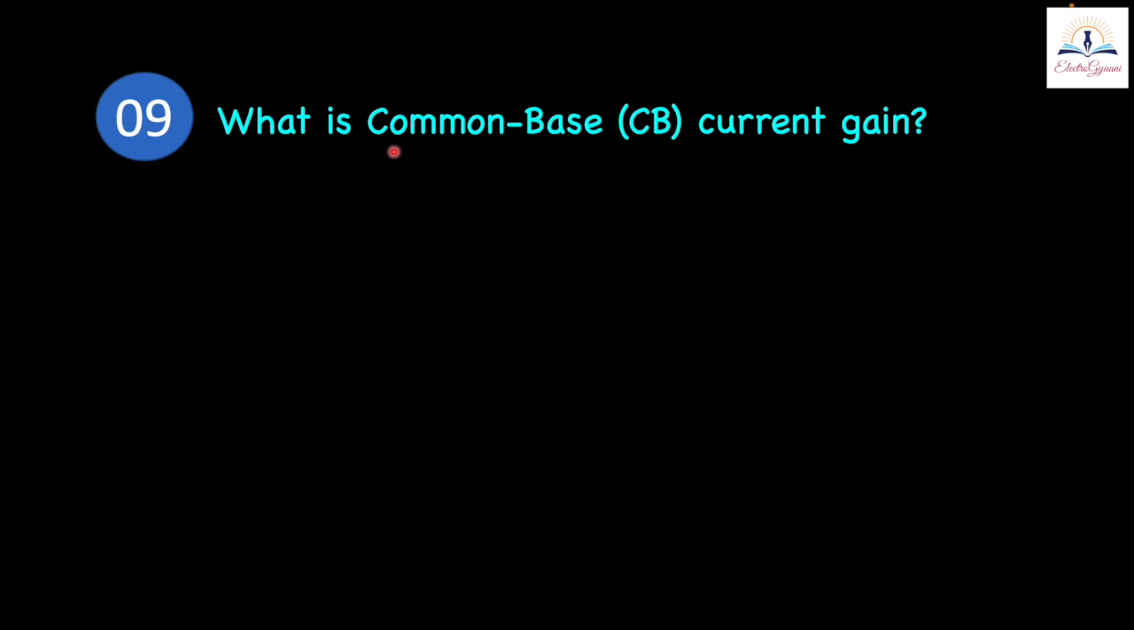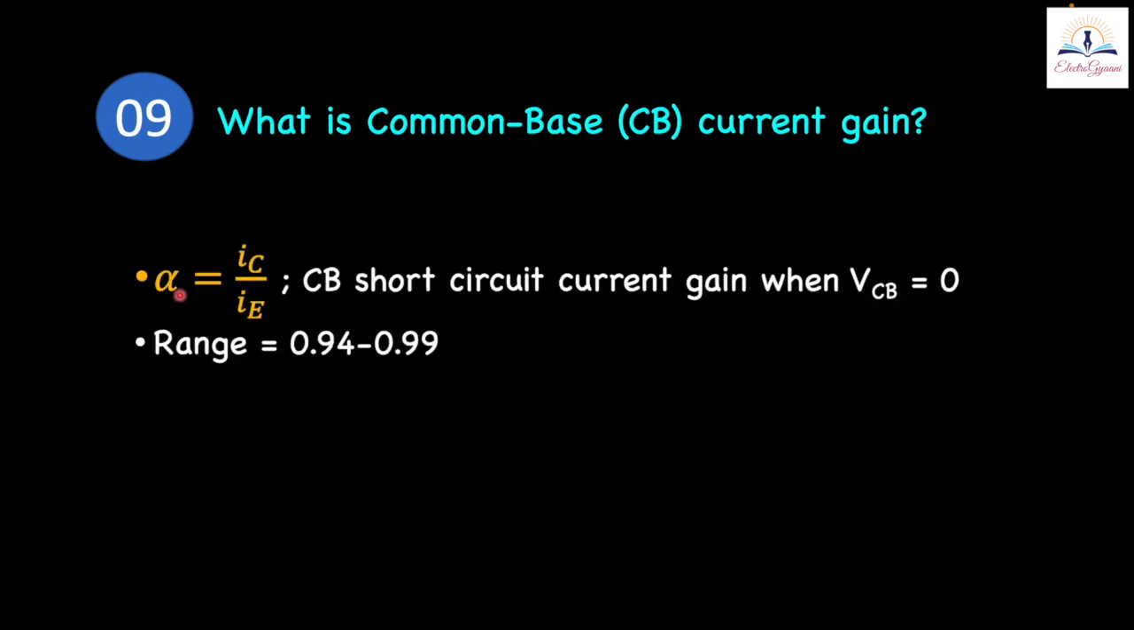Next is what is common base current gain? So common base current gain is given by alpha factor. It is the ratio of collector current and emitter current. It is also called as common base short circuit current gain when the collector base voltage is 0. It ranges from 0.94 to 0.99.